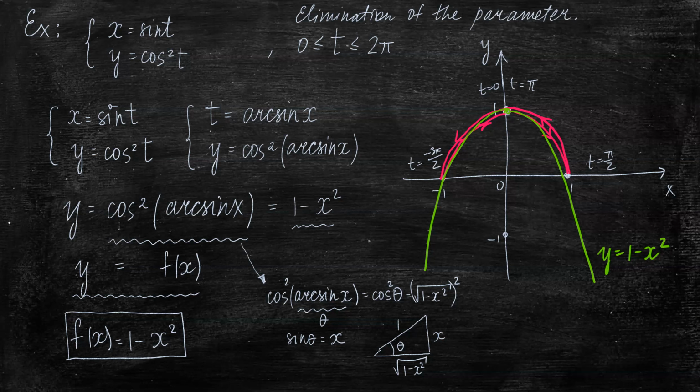So by eliminating the parameter, we can identify the shape of the parametric curve, but we wouldn't know the initial or terminal point, and we wouldn't know the direction. So even after you eliminate the parameter, you still have to determine your initial point, terminal point, and direction. So let's try another example.